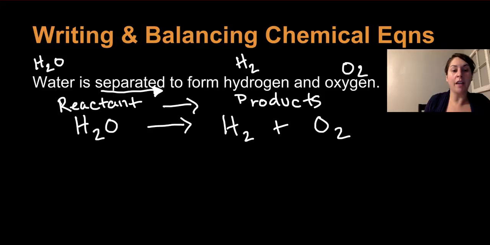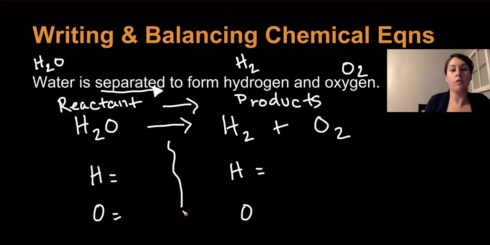Now once I've done that, I want to go through and I want to again balance those equations. So I'm going to have my H and my O, and my H and my O, okay, on each side, and I want to account for each one. So we've already done this. We're just doing it the reverse way now.